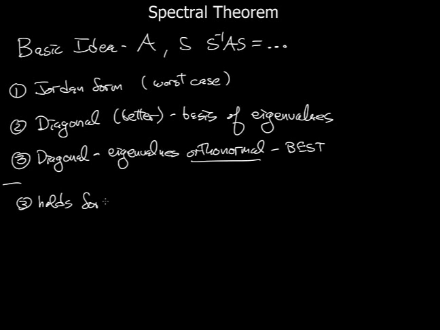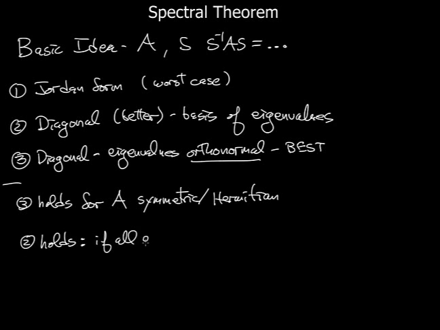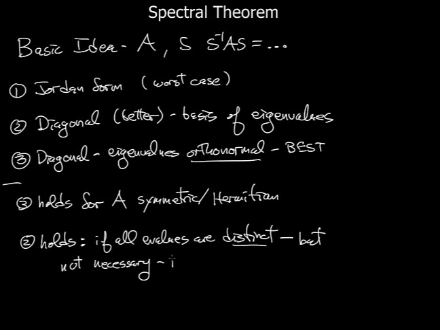Okay, so we've seen that 3 holds. You're in the best situation if A is symmetric, or Hermitian in the complex case. What about 2? Well, 2 certainly holds if the eigenvalues are distinct. That's a simple case. But unfortunately, if the eigenvalues are not distinct, it might still satisfy this, and it can be sort of hard to tell. So there's not a nice elementary test for whether a matrix is diagonalizable or not.